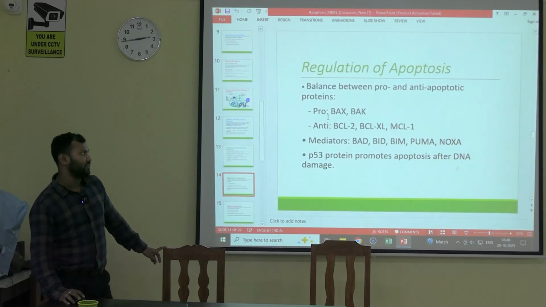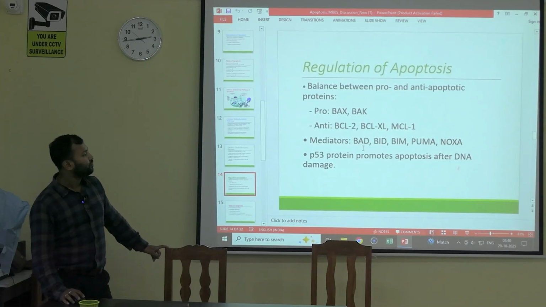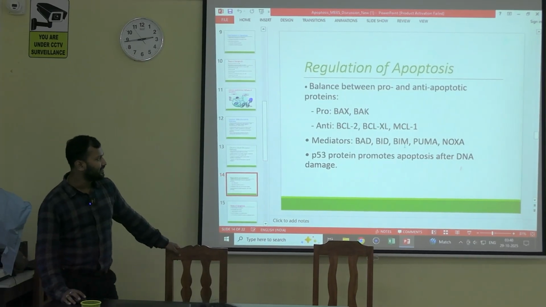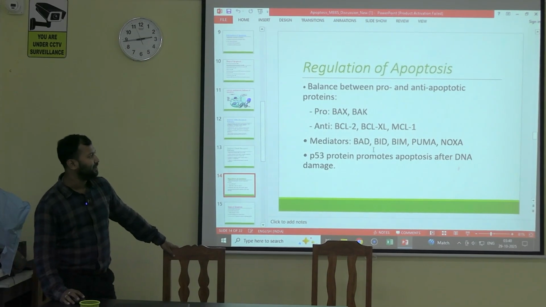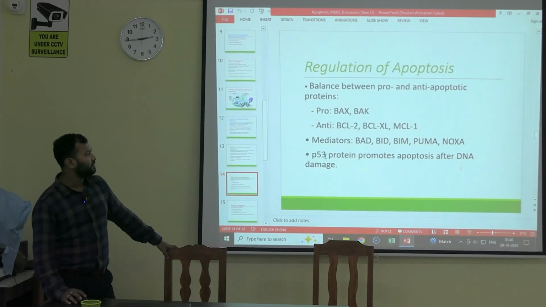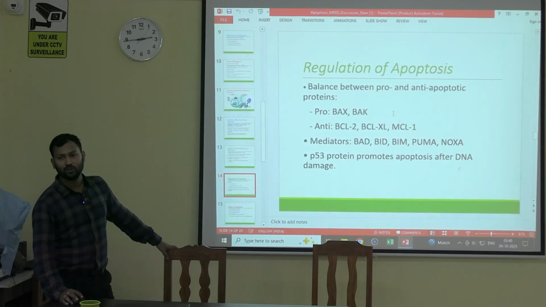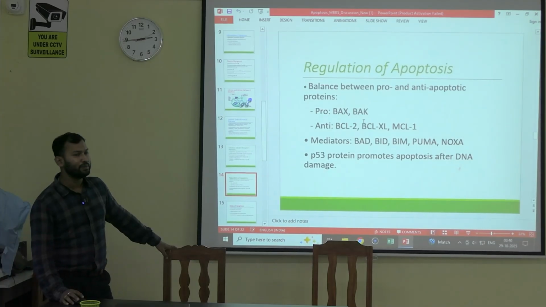So what are the pro proteins? These are BAX and BAK, and the anti-apoptosis proteins are BCL2, BCL-XL, and MCL1. Mediators are BAD, BID, BIM, PUMA, and NOXA. Then the P53 protein promotes apoptosis after DNA damage. So these are some of the proteins or some of the things which control apoptosis, which can either increase or decrease the rate of apoptosis in the body.